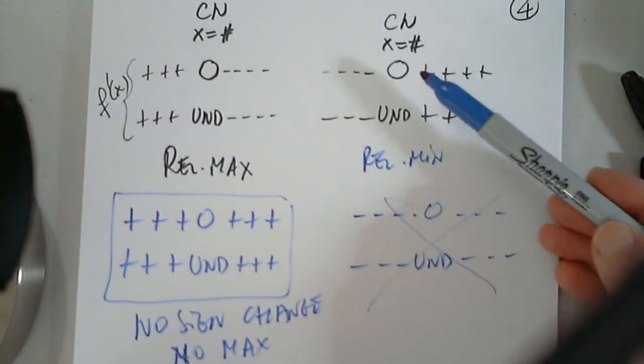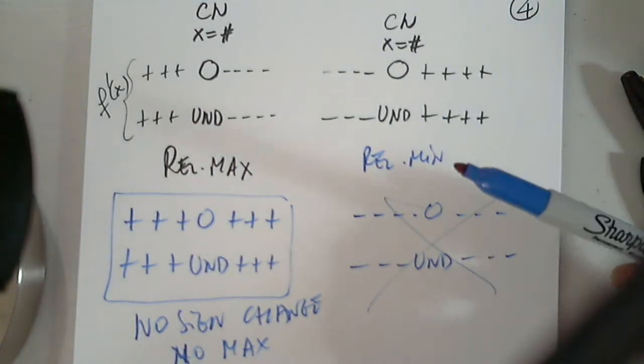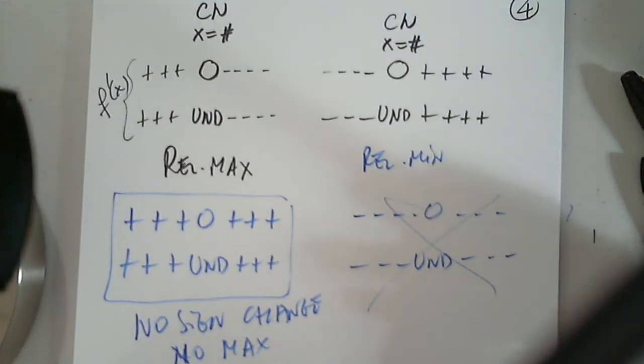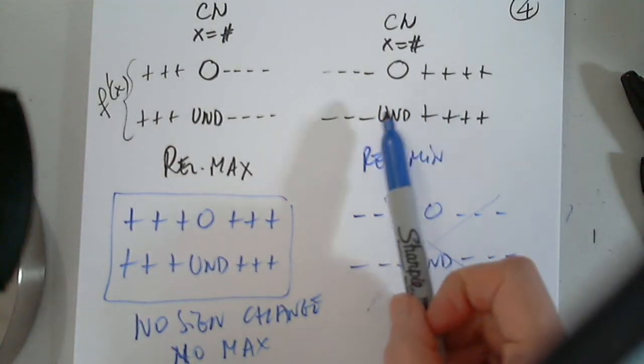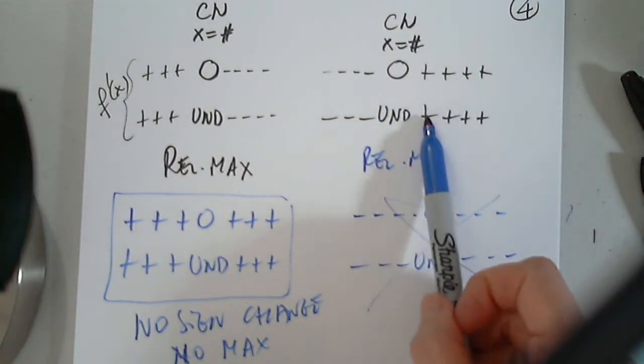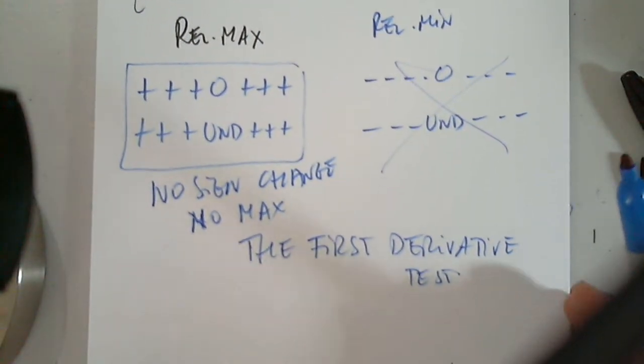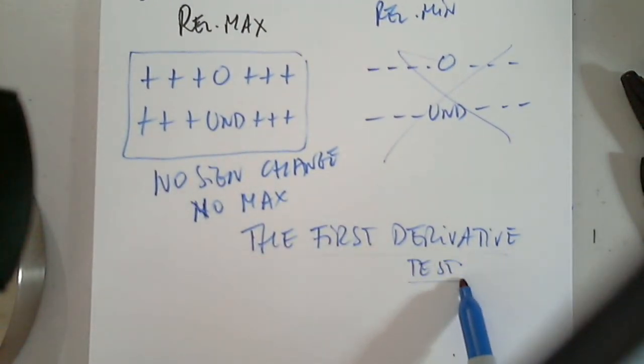If at a critical number, where the derivative is undefined but the function has to be defined, otherwise, what's the point, then this sign change, or this sequence of signs, is equivalent to a relative min, and that is the first derivative test. Which comes into play a little bit later, but I can't wait. I have to present that in the correct order.